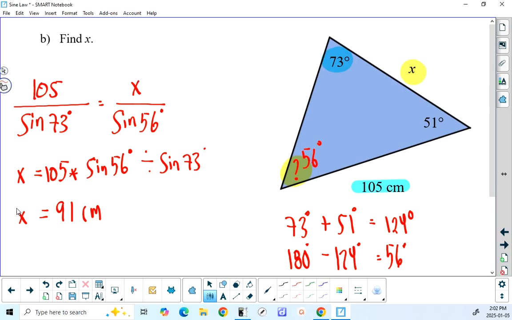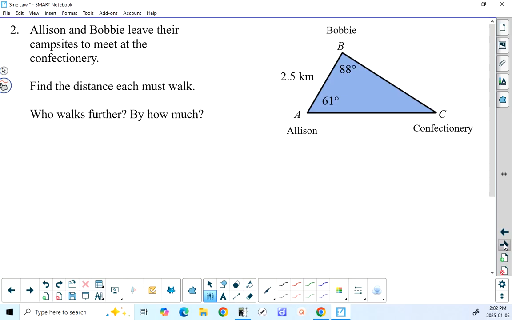Once again, Mr. Jaros will pause the video if it needs to be paused. Let's do one more question where we're finding lengths of sides of a triangle. This is a bit of a word problem. You're given the diagram though, so it's not too bad.